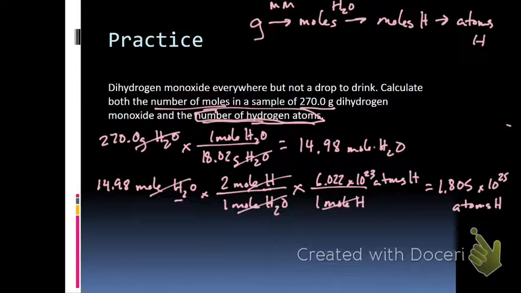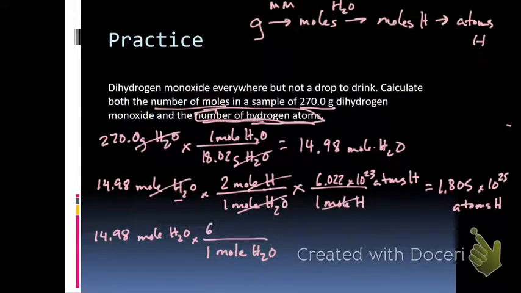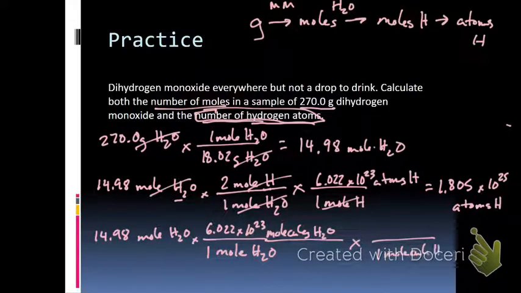Now, what was the other way that I was thinking? Well, you can go this way if that makes more sense. So I have 14.98 moles of H2O. I could have converted this to molecules of H2O, so 6.022 times 10 to the 23rd. This would be molecules of H2O, right? And then in 1 molecule of H2O, I have 2 atoms of hydrogen.